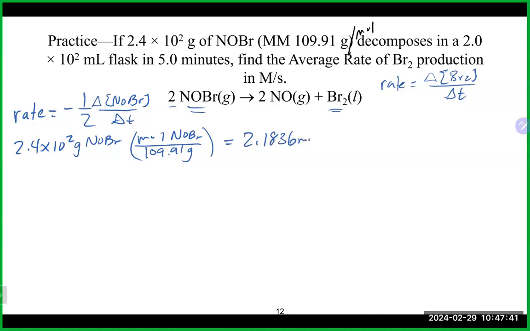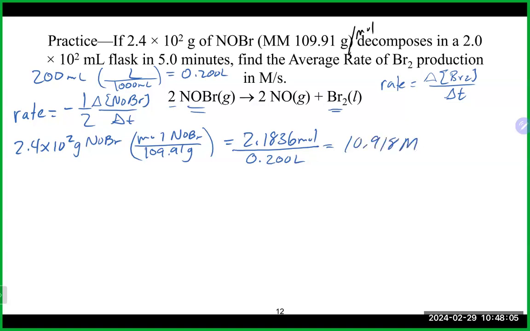And we'll get 2.1836 moles. We then can divide it by our volume, which is basically 200 milliliters, which obviously we do need to convert into liters. Divided by 1,000 will give us 0.2 liters. And that's going to get us here, we'll call it 10.918 molar. Any questions on that so far?